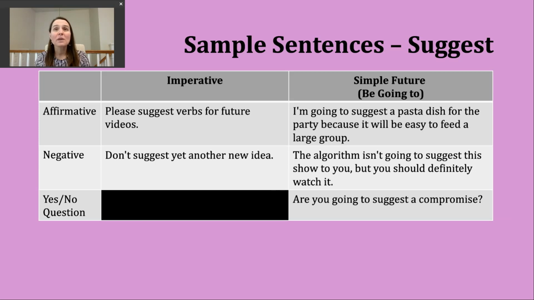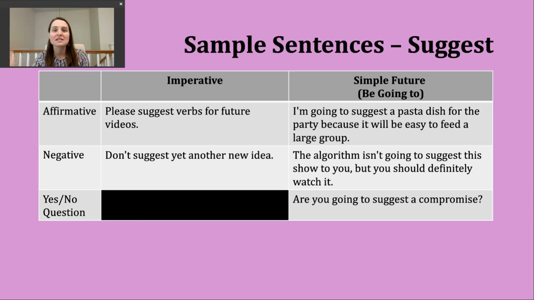One way to do that is with be going to. This is really common as people talk about their plans. You might hear it for people making predictions as well, but more commonly with the plans. Okay? And the thing about the simple future using be going to is that we need to pay attention to our subject. Our subject is going to tell us what form of be needs to come after it.